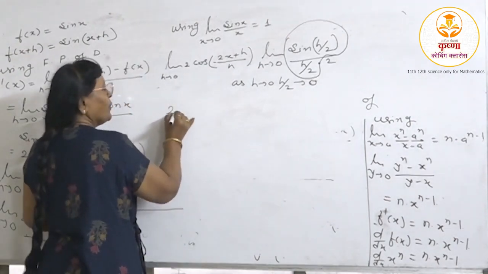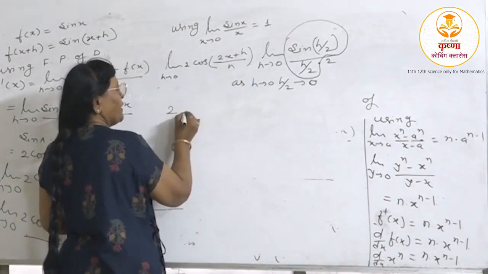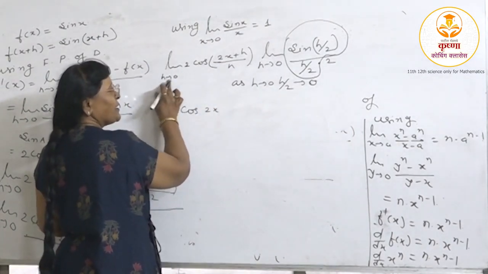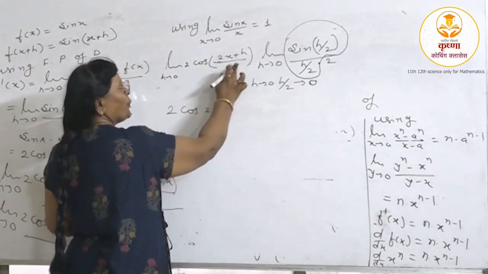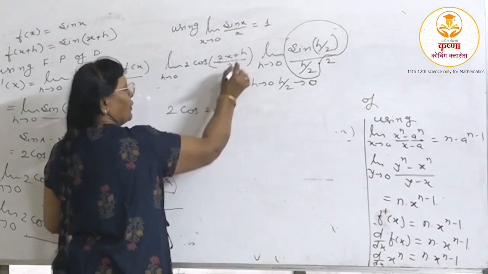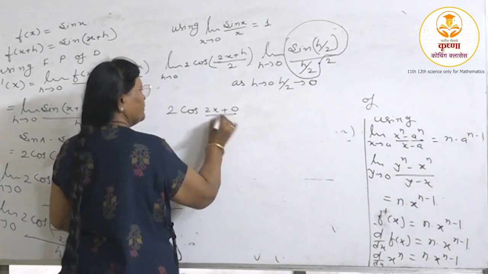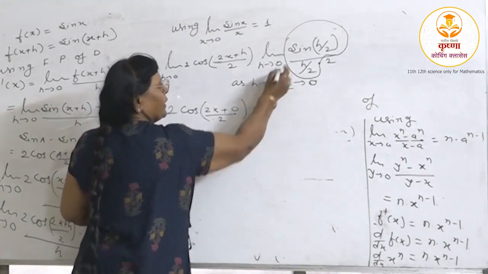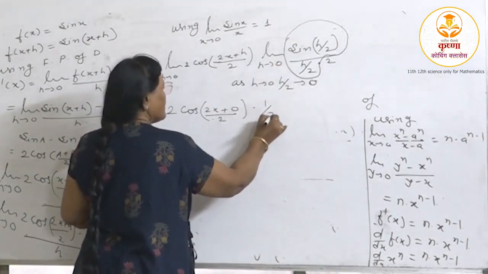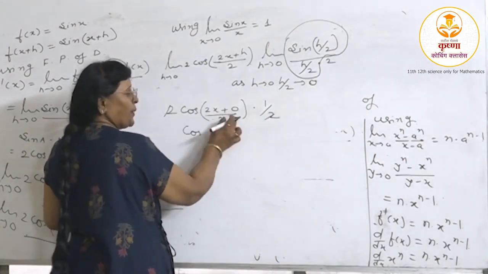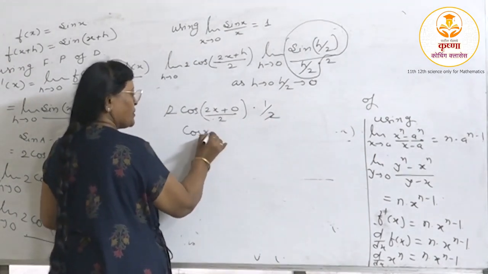And here, you can find out the limit directly, that is cos of 2x plus h. What is the value of h here? h approaches 0. Therefore, you have to put h equal to 0, that is cos of 2x plus 0, divided by 2. Here again the limit is equal to 1, and this is 1 by 2. The 2 gets cancelled. Here again, 2x plus 0 means 2x, and the 2 gets cancelled, giving cos x.